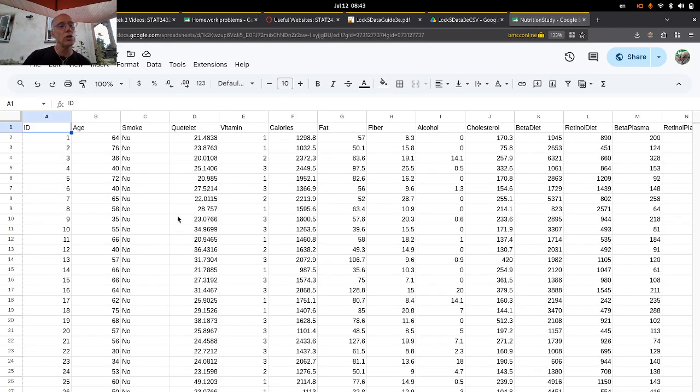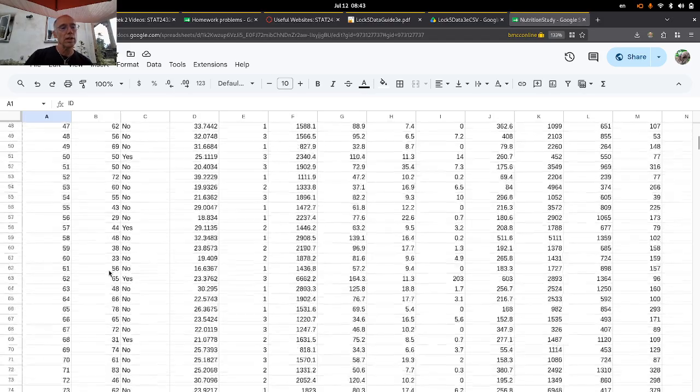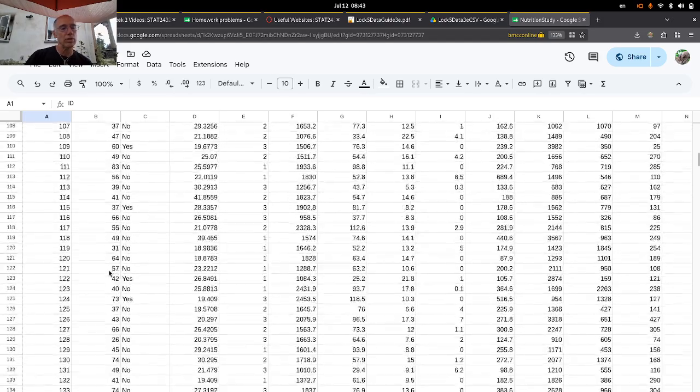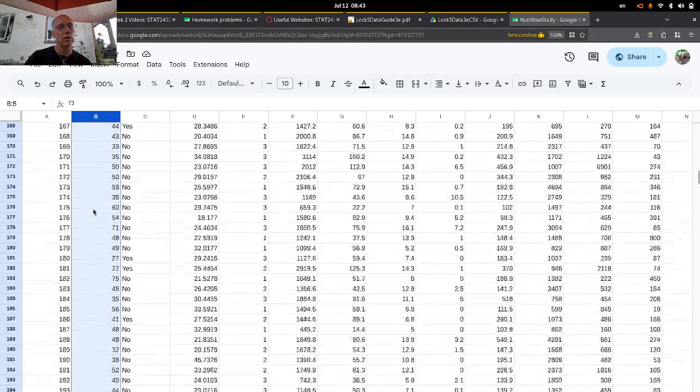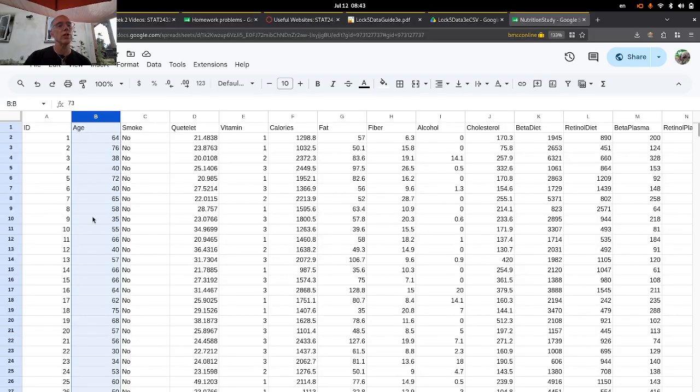So age, and again, it's hard to get all those numbers all at once, right? So I'm looking at column B here. Let's pop that out into another sheet for fun.